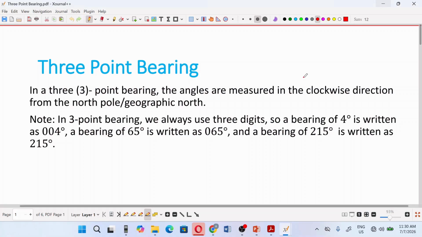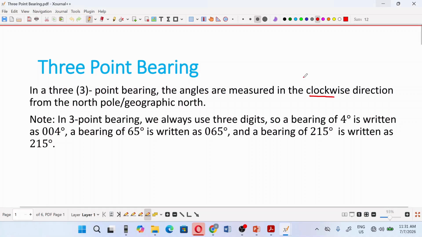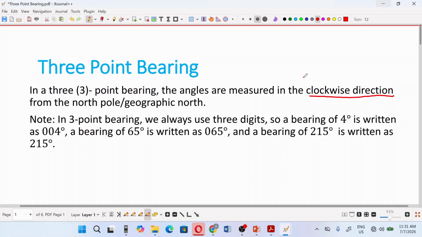Remember in our previous lesson we spoke about how to represent bearings, and we said we have compass bearing and then 3-point bearing. We looked at the compass bearing and this time we want to look at 3-point bearing. In a 3-point bearing the angles are measured in the clockwise direction from the north pole, or geographical north. Note, in a 3-point bearing, we always use three digits to represent the angle.